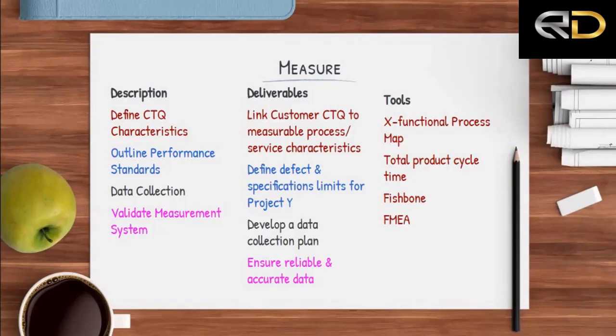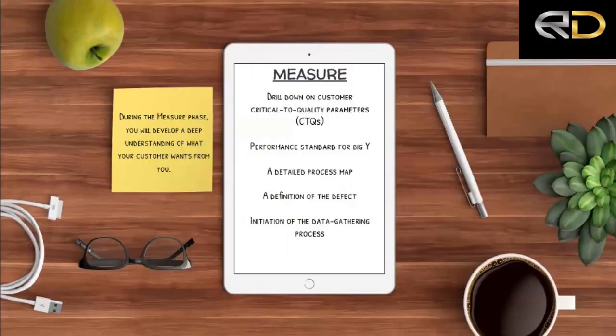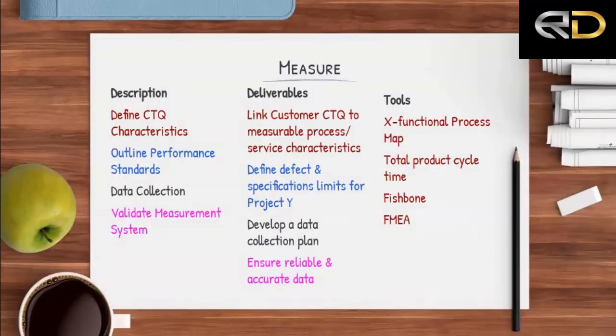So in the measurement phase, for you to develop a deep understanding of what your customer wants from you, you have to do four things. Number one, you have to define the critical to quality characteristics. At this point, you are going to link what the customer wants to a step within your product or service realization process. So you're going to link the customer's critical to quality to a measurable process or service characteristic.